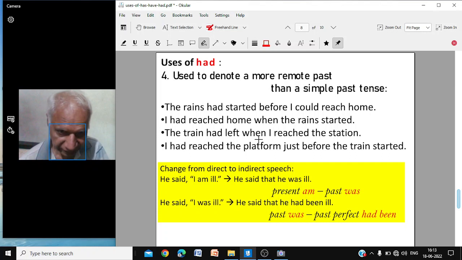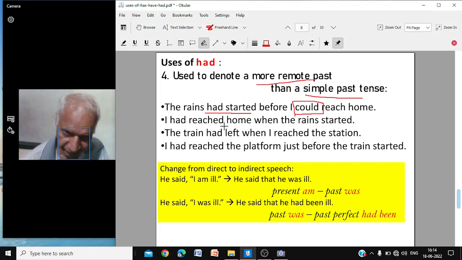Now, another use of had is to denote a more remote past than a simple past tense. The rains had started before I could reach home. See that this is in simple past tense, can opposite could, and this is in past perfect. I had reached home when the rain started. Started, simple past tense. Had reached, past perfect.